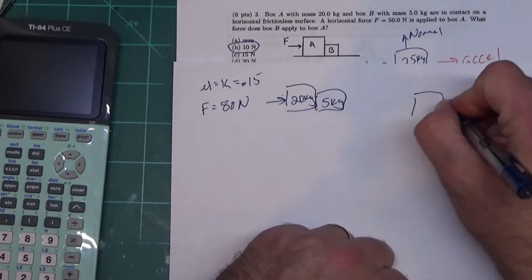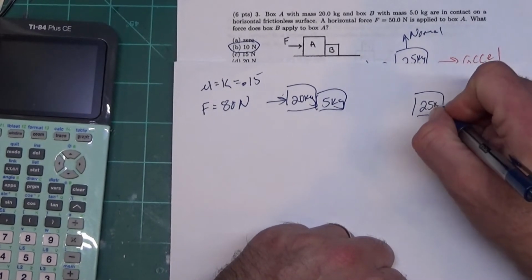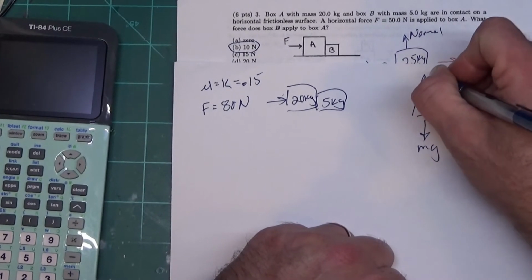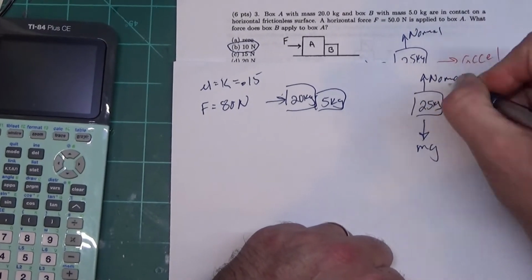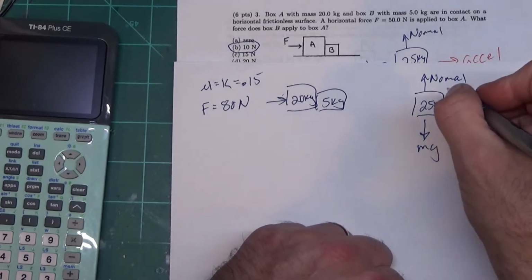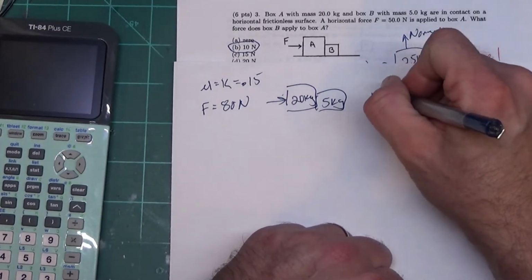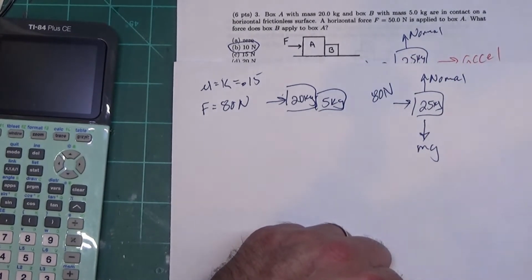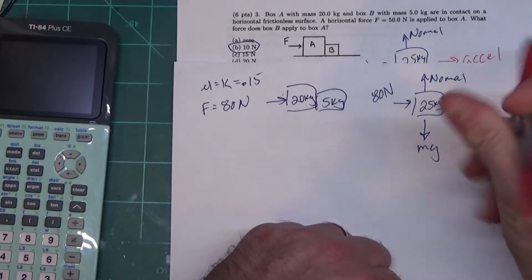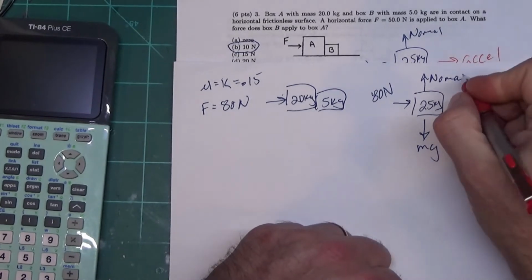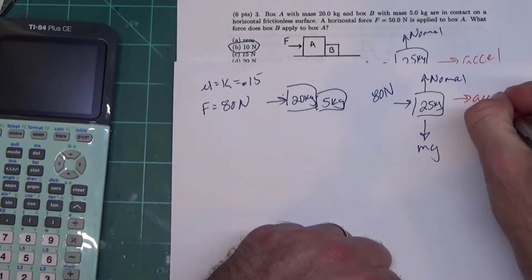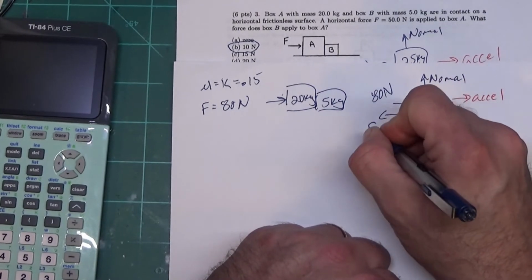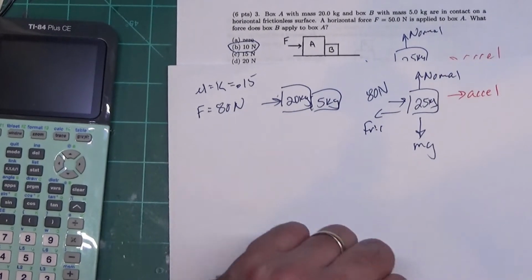So we're going to start off combining the mass to 25 kilograms. We have mg going down. We have the normal going up. Okay? We have 80 newtons going this way. And it is accelerating to the right. Now, what's different here from the last one is that I have a force of friction going backwards this time because friction opposes motion.